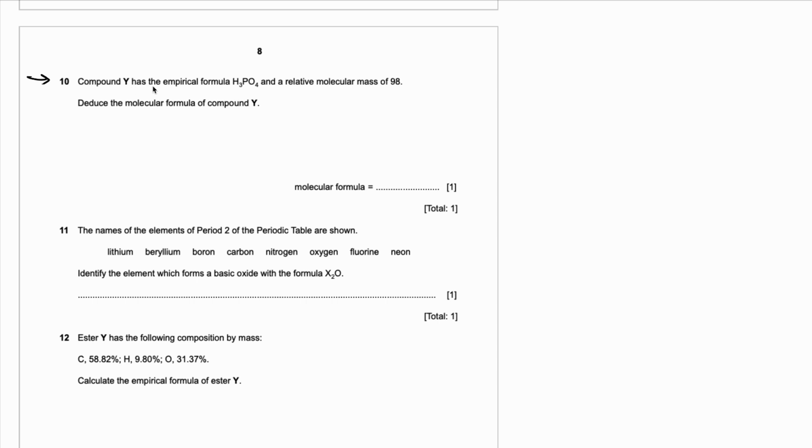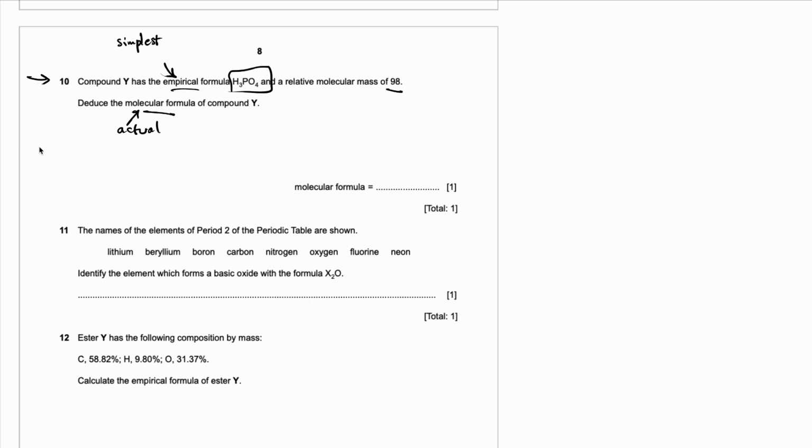Next, compound Y has the empirical formula H3PO4 and a relative molecular mass of 98. Deduce the molecular formula. So this is a kind of molecular formula question given the empirical formula. Remember, empirical is the simplest whole number ratio, while molecular is the actual. We need to know how many times this simplest formula has been simplified. To do so, you have to calculate the mass of the empirical formula.